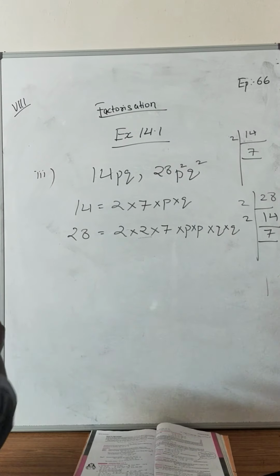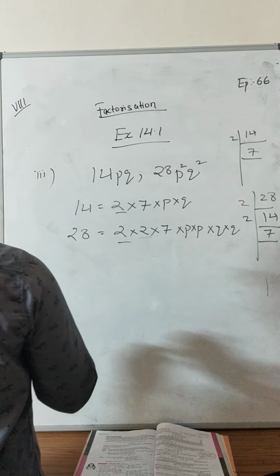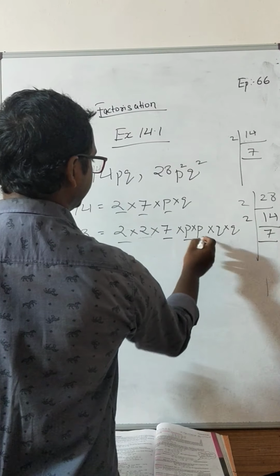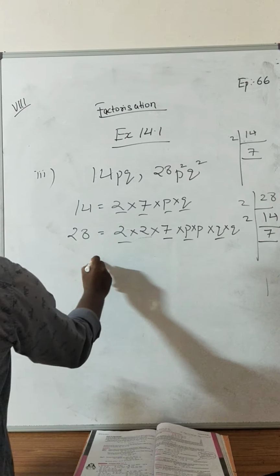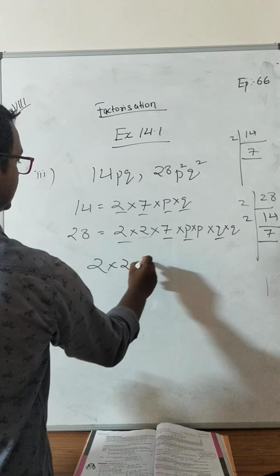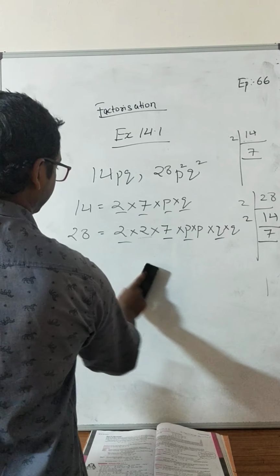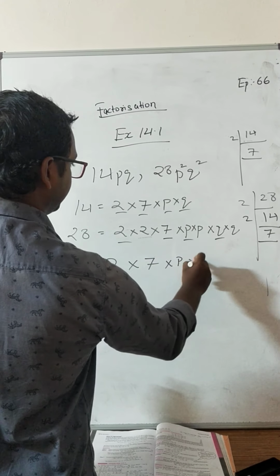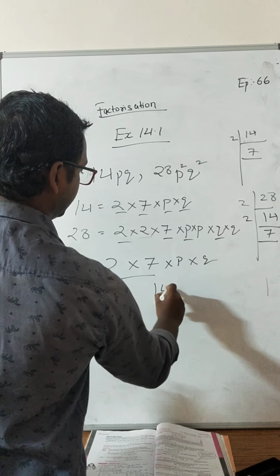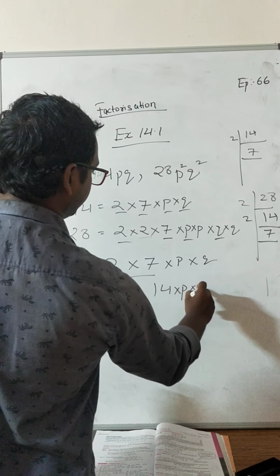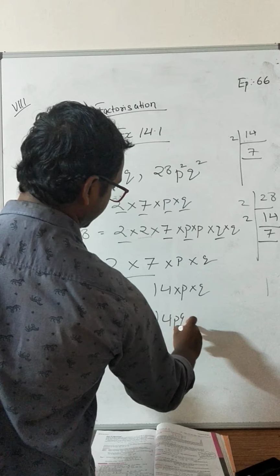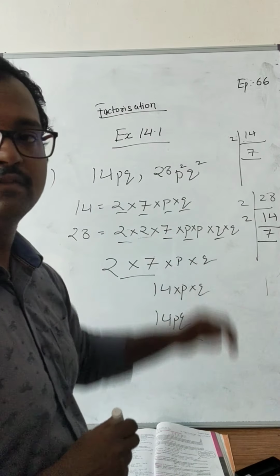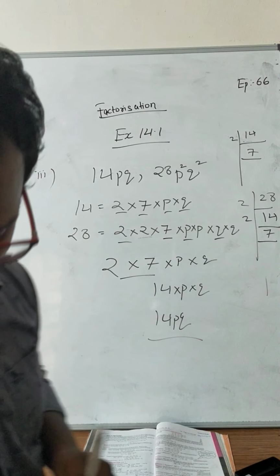Okay, so see here, 2 is common, 1 7 and 1 7 common. Then 1 p and 1 p common, 1 q and 1 q common. So what we are getting as common is 1 2, 1 7, 1 p and 1 q. 2 into 7 is 14, 14 into p into q, 14pq. So the final answer that we are getting is 14pq. The common factor from these two terms is 14pq.